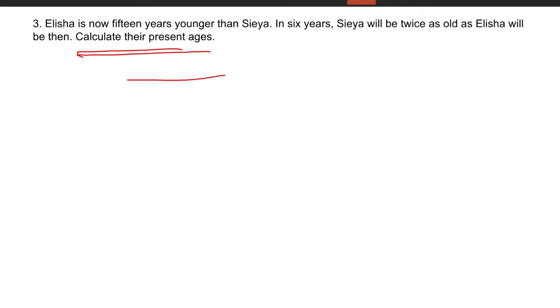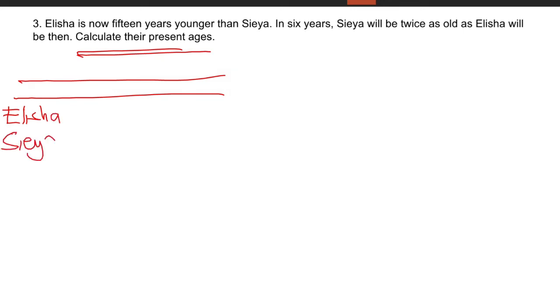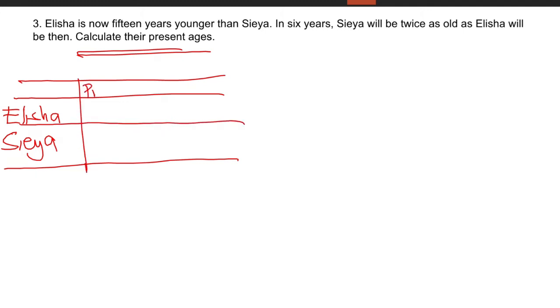So let's create a table. Here we have Elisha and Sia. Then we have their present age or now. And then we have to determine in 6 years. According to our problem, Elisha is now 15 years younger than Sia. So we have here, the age of Sia is x. And then Elisha is 15 years younger, meaning we have to subtract 15 years from the age of Sia.